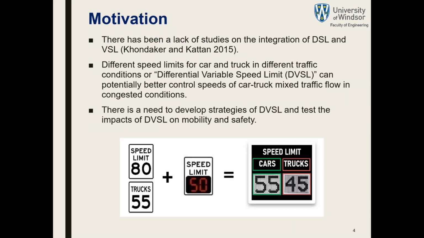So, although differential speed limit can consider the difference in car and truck movement, and variable speed limit can consider the variation in traffic condition, there has been a lack of studies on the integration of both. So, different speed limits for cars and trucks in different traffic conditions, or what we will call from now on differential variable speed limit, DVSL, can potentially better control speeds of car-truck mixed traffic flow in congested condition. So there is a need to develop such a strategy and test the impact of differential variable speed limit on mobility. The dynamic message sign, here we have one example that we would display on the roads or highways.